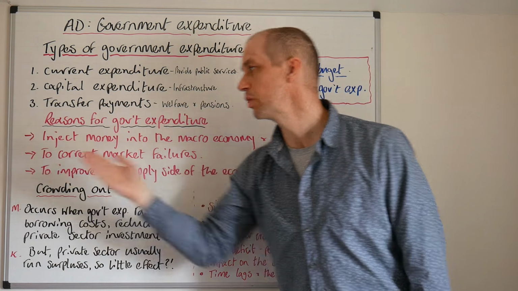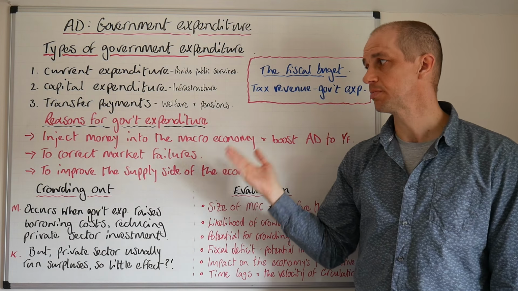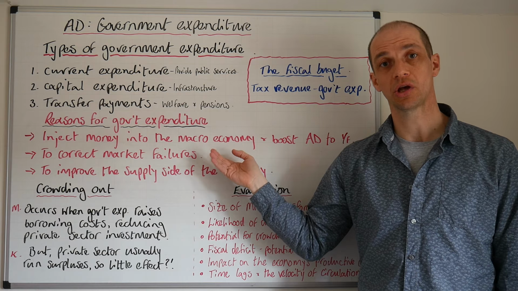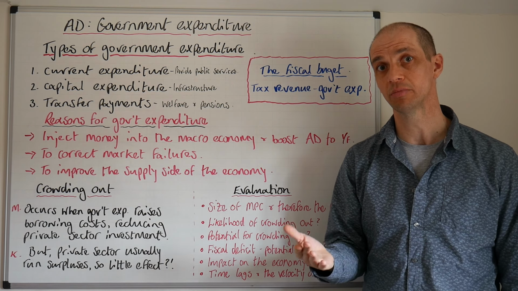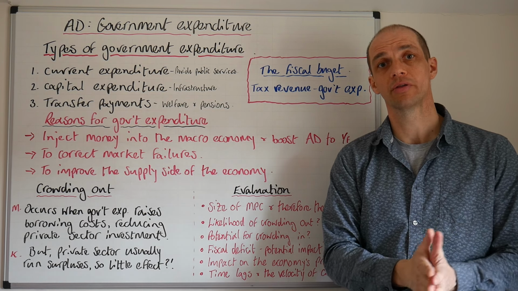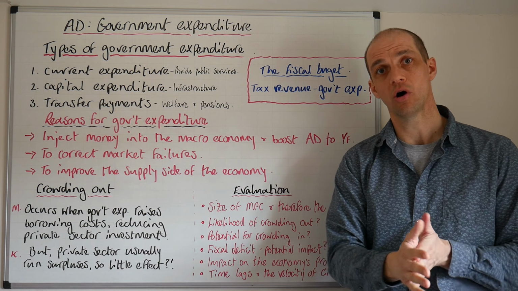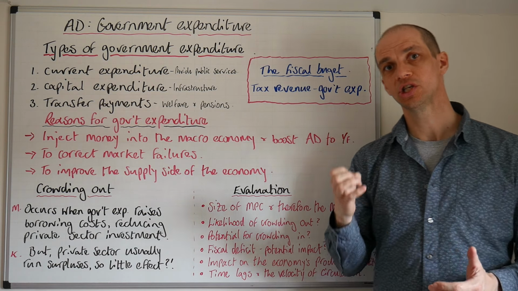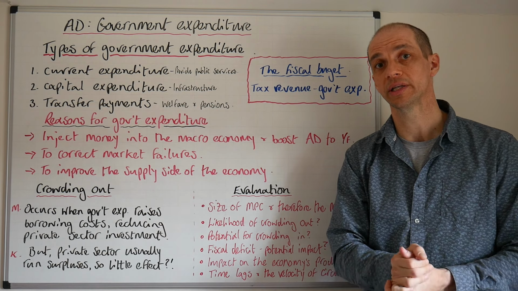Next up, we can also see that government expenditure can help to correct market failures. If you consider what we've mentioned with regard to transfer payments, then it may well come under the guise of unemployment benefit or provision of particular financial payments to people who are less well off in society.